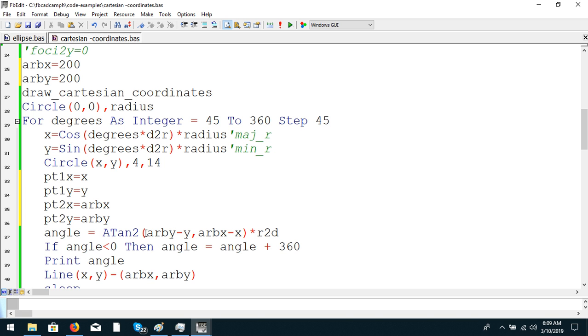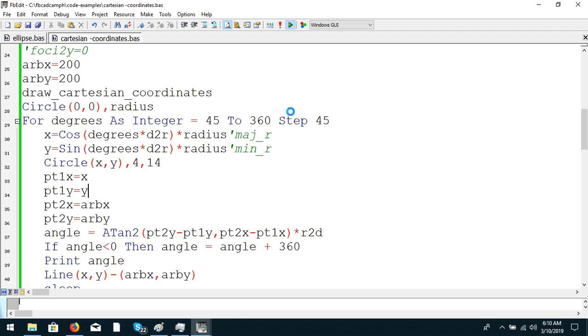So it's going to be p2x minus, oh, this is not x, this is y. Remember, our atan2 uses y comma x. So p2y minus p1y, and then p2x minus p1x, and save and run.